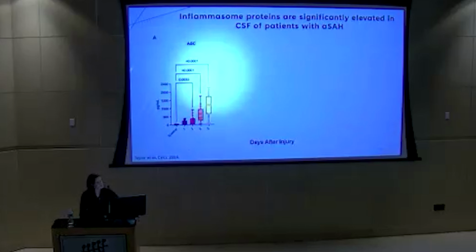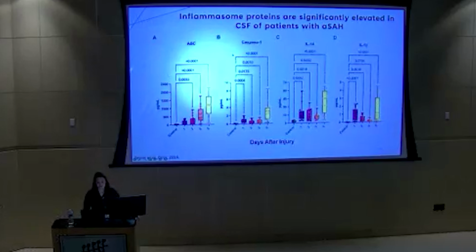So diving into the data, we found that inflammasome proteins are elevated in the CSF of patients with hemorrhage. So as we can see here, ASC is significantly elevated when compared to the hydrocephalus controls at days 2, 3, and 5. We also saw this in caspase-1, IL-18, and IL-1 beta, especially because the inflammasome proteins are elevated at day 5. It indicates there is an ongoing pathological process occurring at the site of injury, since CSF is a local picture.